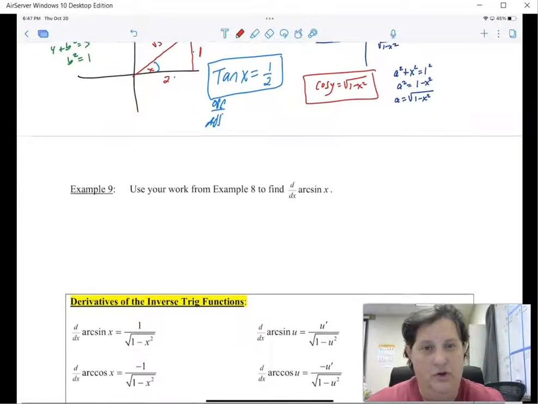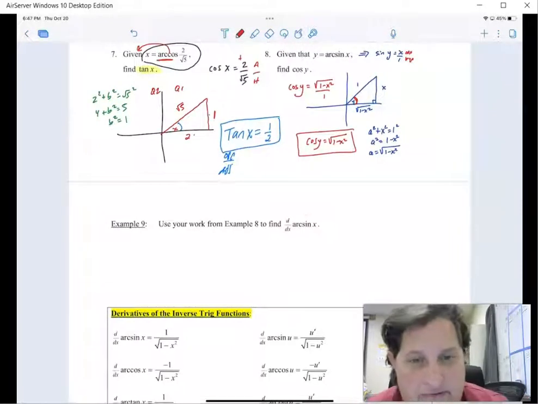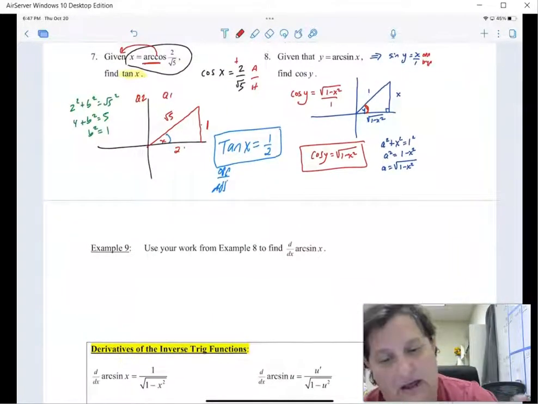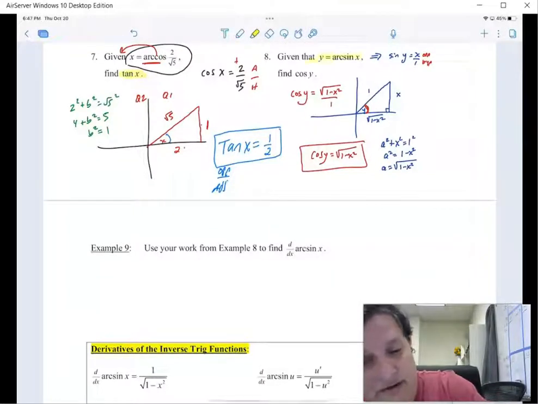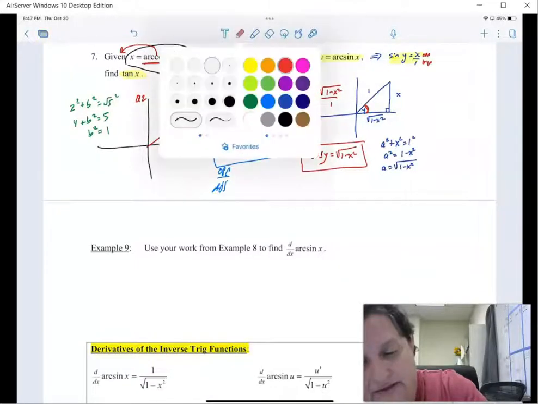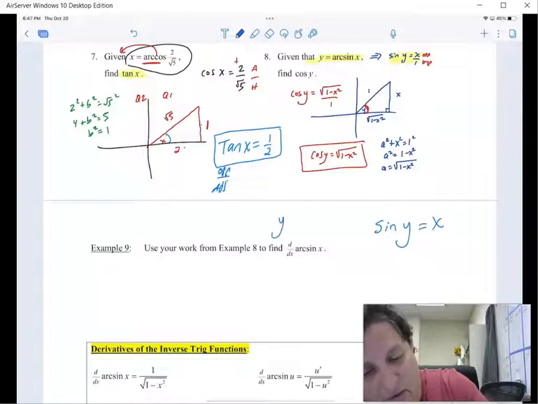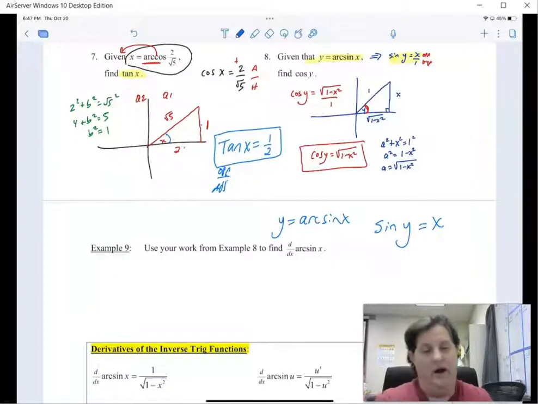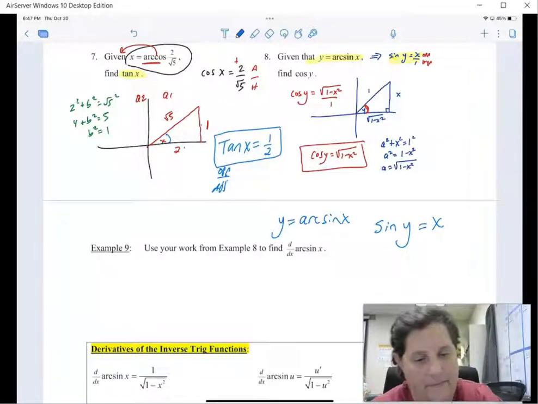Use your work from example 8 to find the derivative of arcsine. Whew. I don't know the derivative of arcsine, so I'm going to rewrite it. Sine of y is x. Instead of saying y is arcsine of x, I'm going to write sine y is x, because I know how to do implicit derivatives. Go me. All right, here we go.